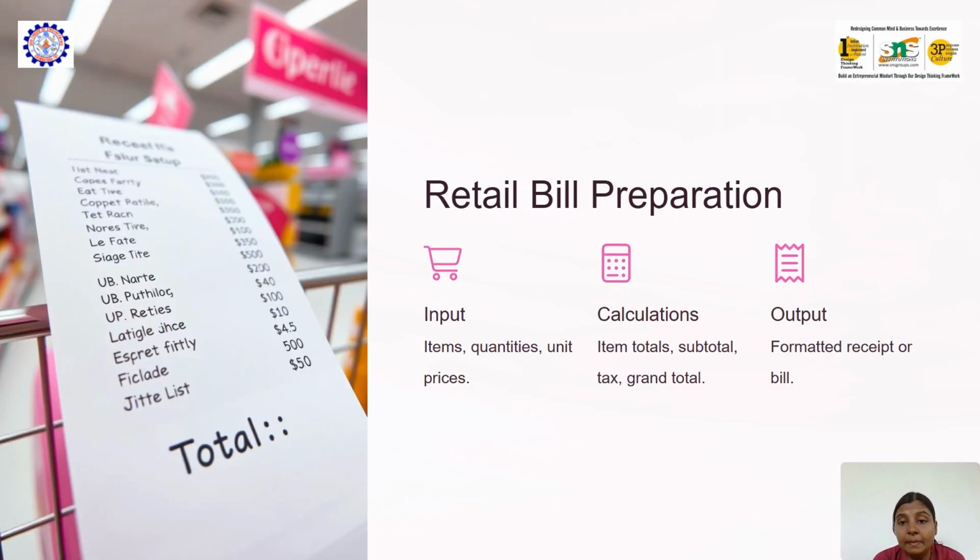Then in retail bill preparation also, we give as input the items, quantities, and the unit prices, and then the calculations will be on the item totals and subtotal, tax and grand total, and the output is the formatted receipt or bill that will be generated and that we can give to the customers.